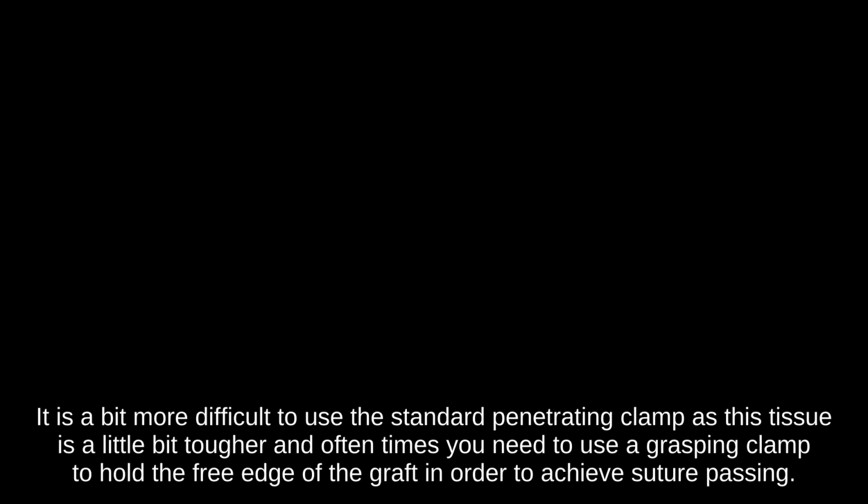It is a bit more difficult to use the standard penetrating clamp, as this tissue is a little bit tougher, and oftentimes you need to use a grasping clamp to hold the free edge of the graft in order to achieve suture passing. We'll continue with the standard shuttling technique, retrieving our shuttling device out in an alternative cannula, and pass our high-strength suture through the cuff. This is the final view of our graft jacket.